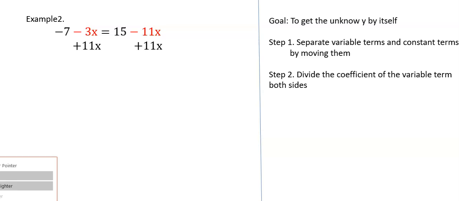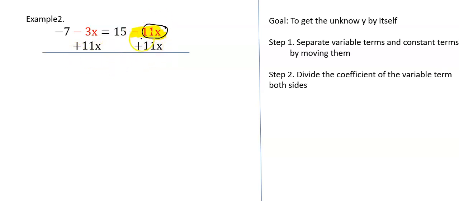So again, we are getting rid of this entire thing. When you look at 11 and x together as one term, right in front of it is a minus sign. So I have to do the opposite of the minus, which is plus. So I added 11x to both sides. Now, of course, these two will cancel each other because negative 11x plus positive 11x, negative 11 plus 11 gives us 0. 11 minus 11 is 0. And x, we bring it down.